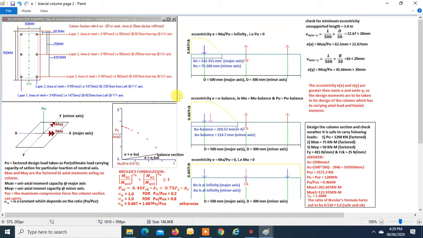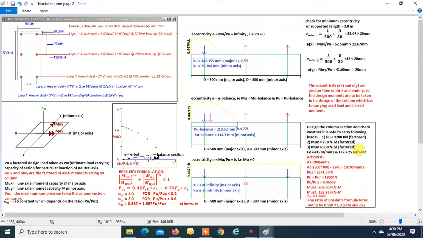Now, we will try to do the design of this column: design the column section and check whether it is safe to carry the following loads. Pu is equal to 1200 kilonewton factored load. Mux is equal to 75 kilonewton meter factored load. This is Mux. And Muy is equal to 50 kilonewton meter factored load. This is Muy. Fy is 415 and fck is 25.